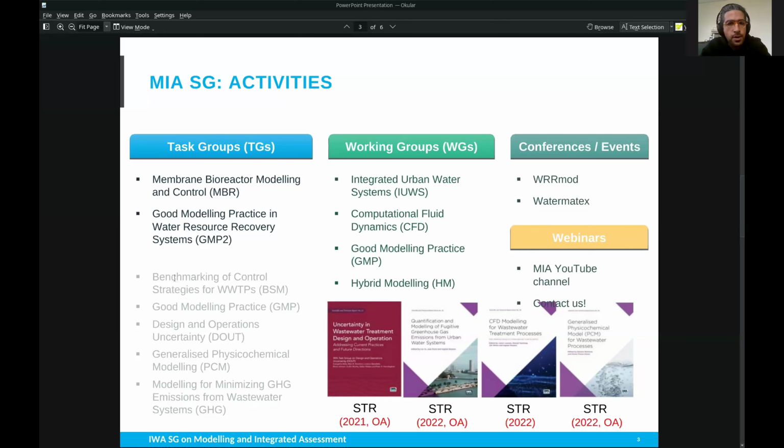Working groups are a bit similar, with usually a bigger group of people and with unlimited time. They're not working on one specific task, but on a broader domain than task groups, and they continue in the longer term. Sometimes they also publish an STR, but not necessarily all the time. For example, the CFD modeling working group published a scientific and technical report. These reports are generally all published by IWA, and almost all of them are available as open access reports that you can get access to.